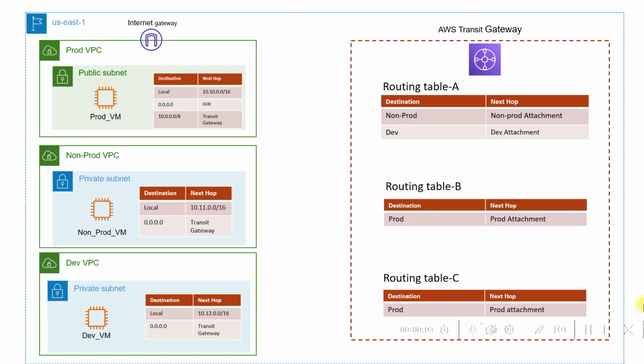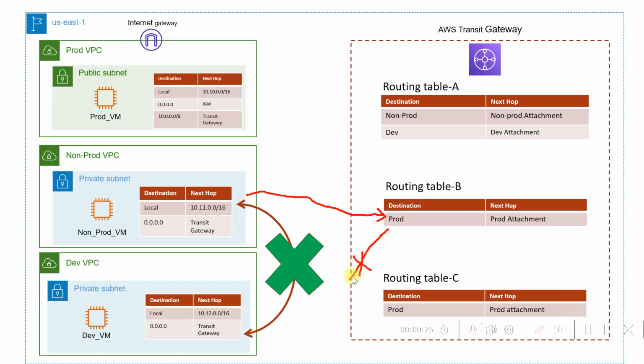If you want to check the communication between non-prod VPC and dev VPC, it won't work, because there is no relevant route. For example, if non-prod VPC wants to talk to dev VPC, first it will hit route table B, right? Route table B doesn't contain the dev VPC attachment, so no communication is possible. Similarly, whenever traffic comes from the dev VPC towards non-prod VPC, it will hit route table C, and there is no route towards non-prod VPC, so it is also not possible.